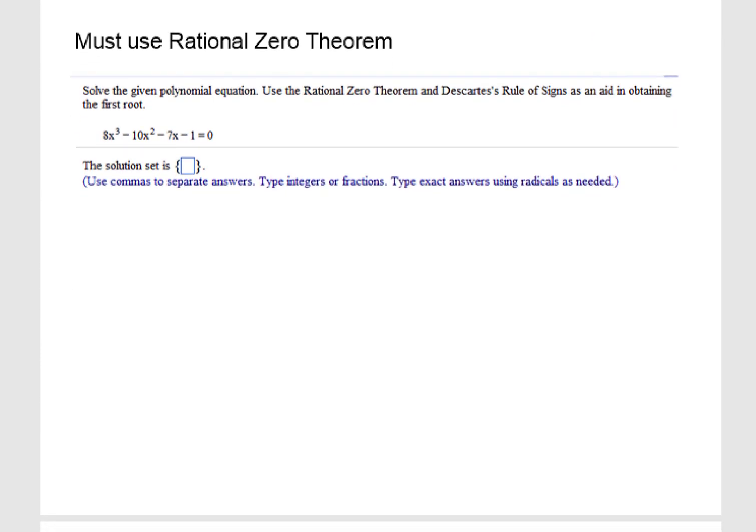Okay, so they want us to use the rational zero theorem. And again, they're saying to use Descartes' rule. That's where you test each of those zeros, or those possible rational roots, and determine if it's a 0 by looking at the remainder. And so we're just going to check out our calculator. So let's first do all possible rational roots.